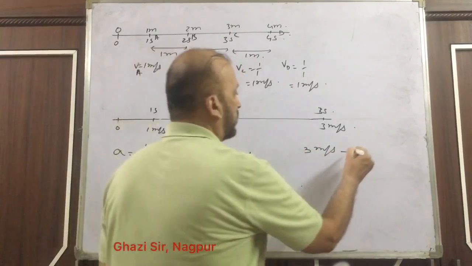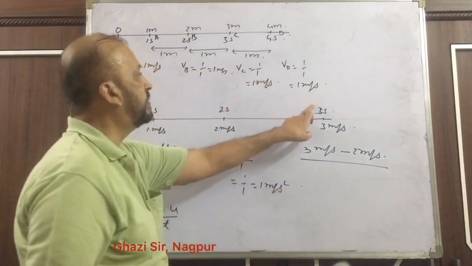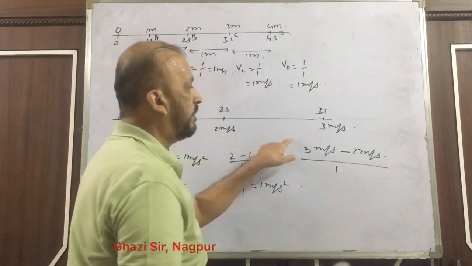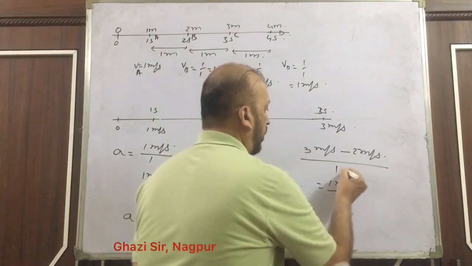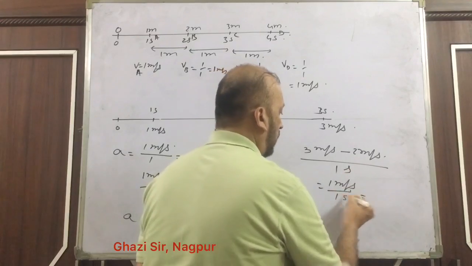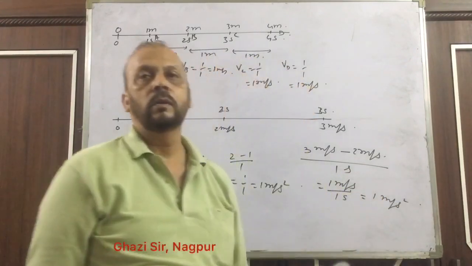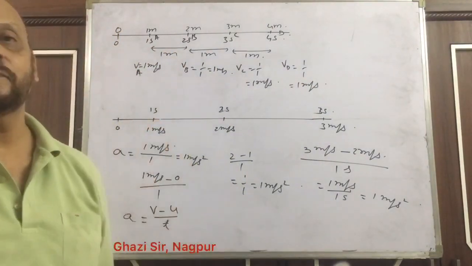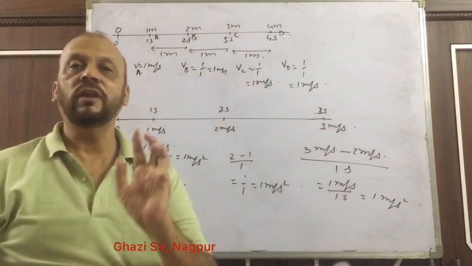minus 2 meter per second divided by time. This is 3 second, this is 2 second, time difference is 1 second. So 3 minus 2 is 1 meter per second upon time is 1 second, that is equal to 1 meter per second square. So acceleration is changing, that means velocity is changing at a constant rate, and that is called acceleration.